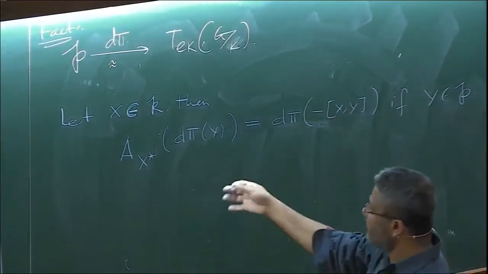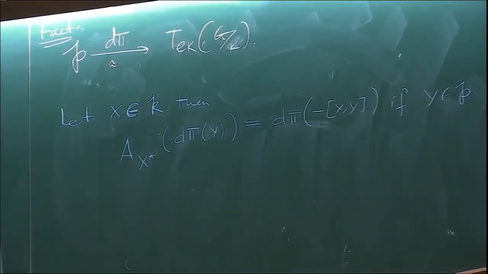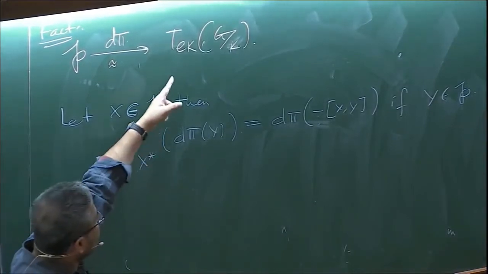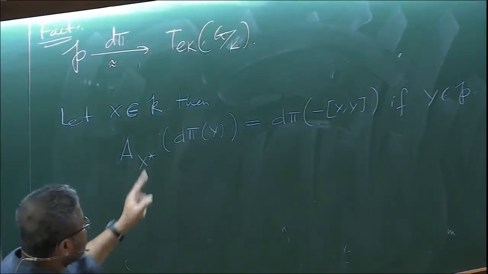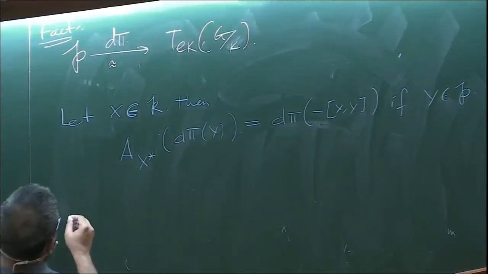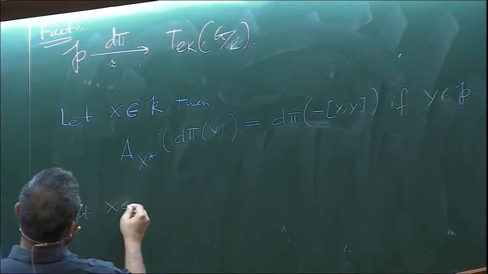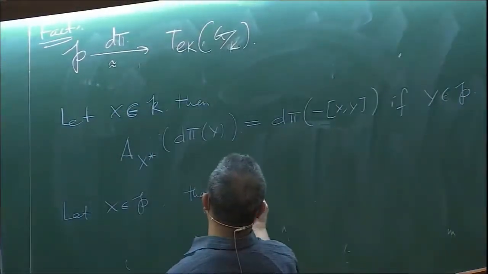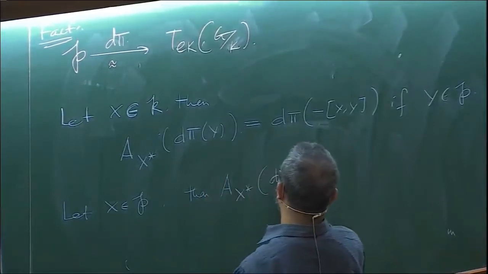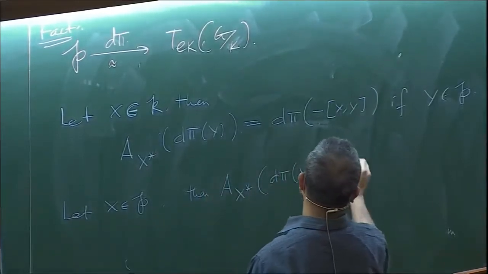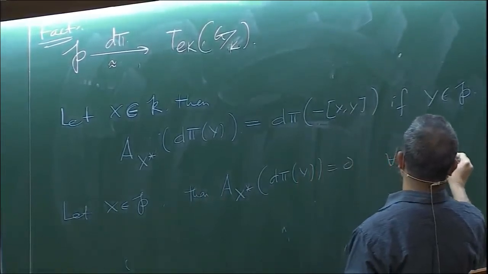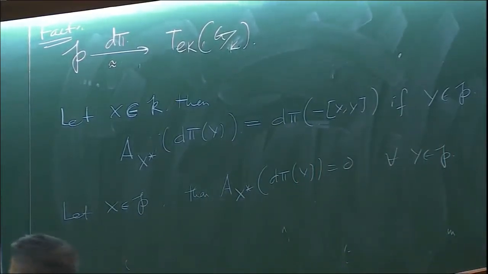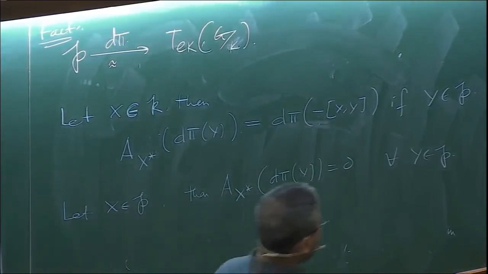This is enough because I need to only tell you what happens for every tangent space, and every tangent vector is dπ(Y) for some Y. So this is number one. And let X be in P, then A_{X*}(dπ(Y)) is 0 for all Y. This formula is not so difficult to prove, but I'm not going to prove it.